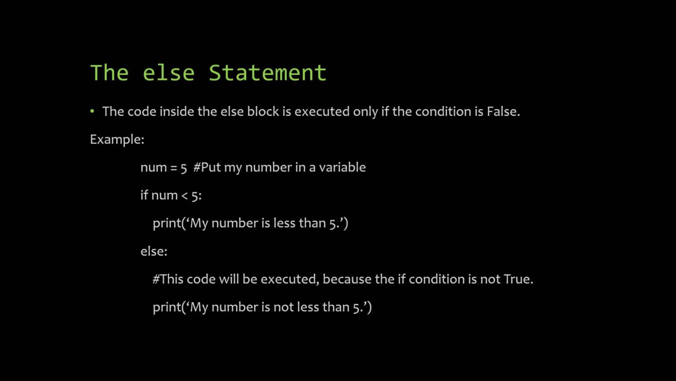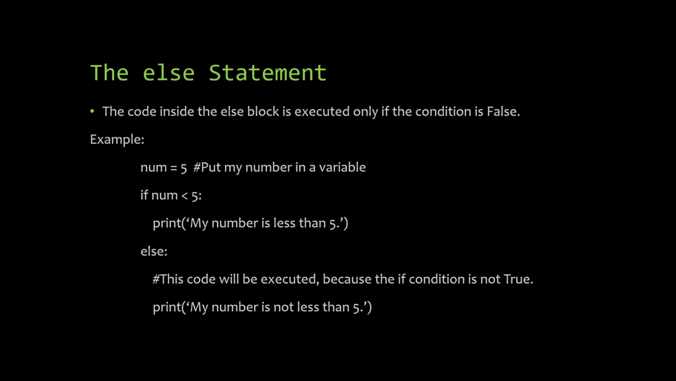But what happens if it's not less than 5? Previously, it would have just skipped over it and done nothing. But now I have an else. You're going to take care of this. If you don't, else. So in the same way, now I have num equals 5. So that's the number that's in my variable. If num, or 5, is less than 5, well, that's not true because 5 is equal to 5. It's not less than 5.